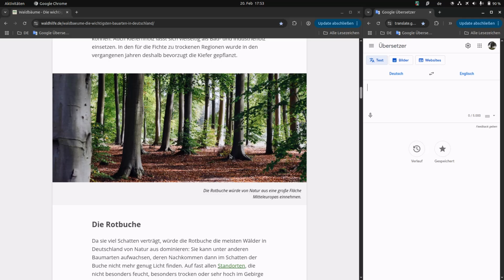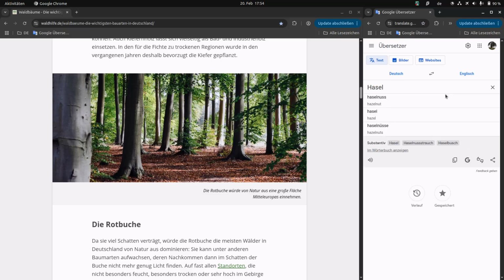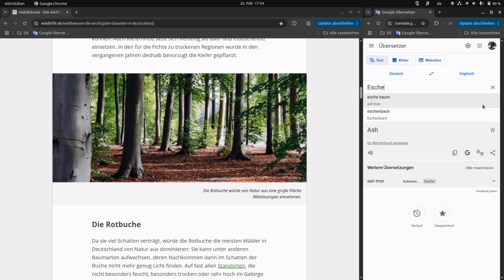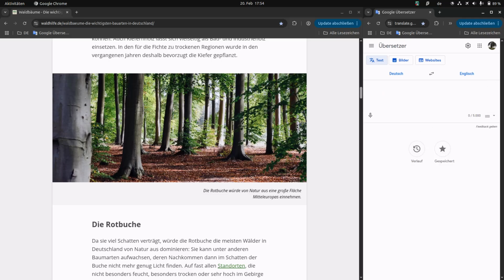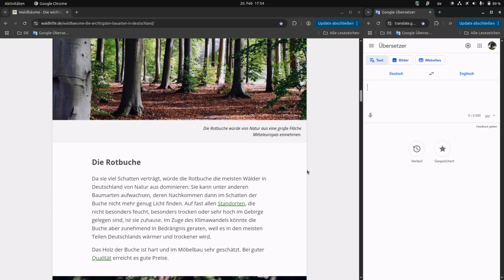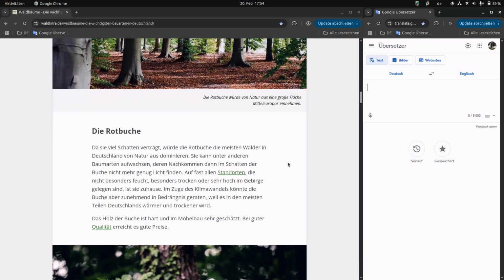And another tree, I think the hazelnut tree, is it called? Hazelnut tree? Hase? Probably very common too. Then we have maybe Esche, ash, but I'm not quite sure about all of them. This is just what I know to be very common. And let's just start.